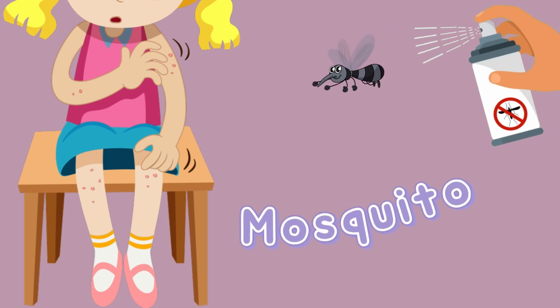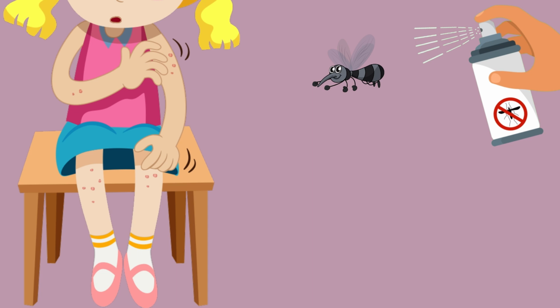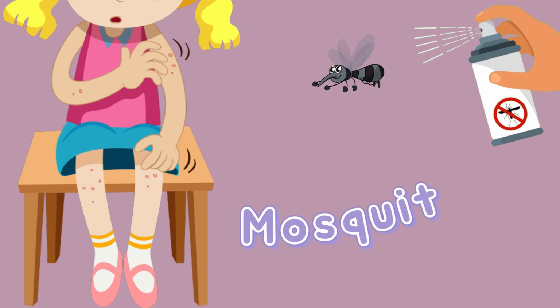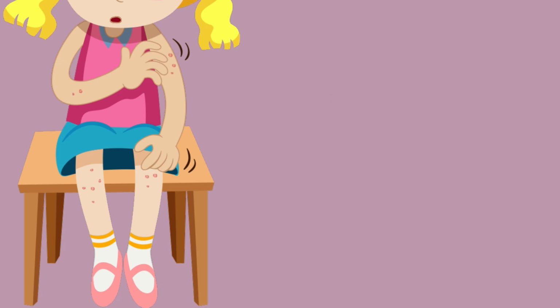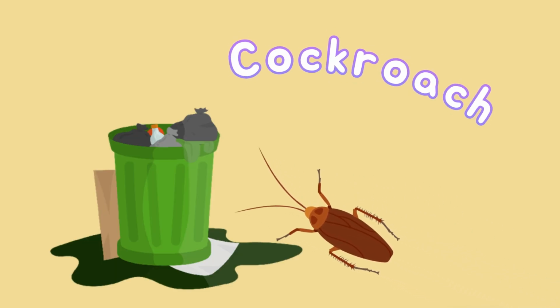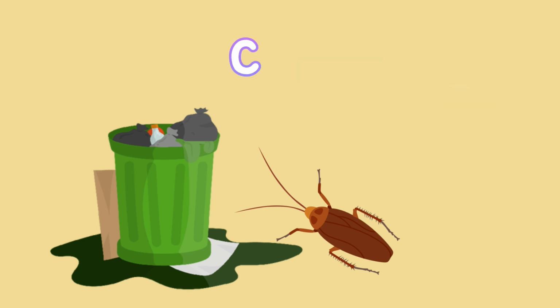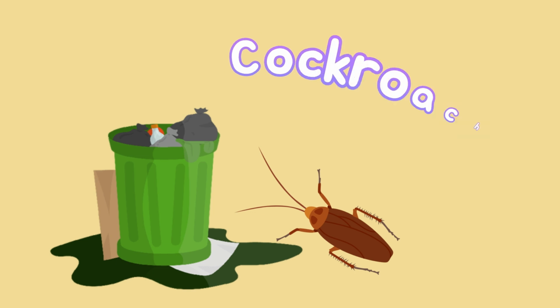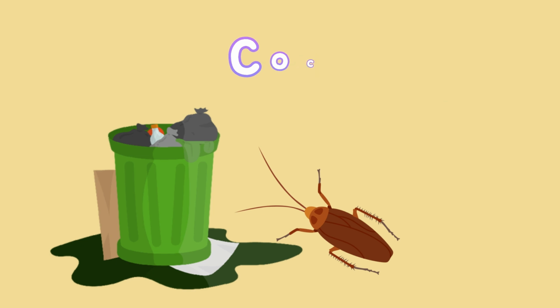This is a mosquito. Let's spell it. M-O-S-Q-U-I-T-O, mosquito. This is a cockroach. Let's spell it. C-O-C-K-R-O-A-C-H, cockroach.